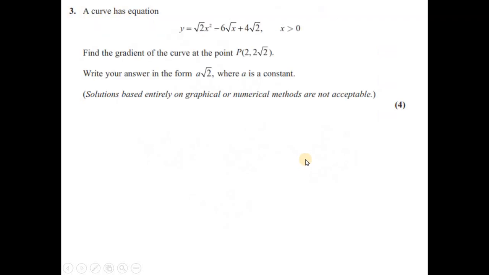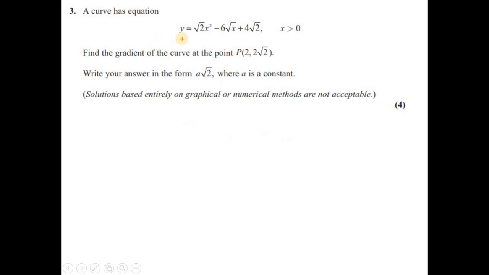Question number 3. A curve has equation y = root 2 x squared - 6 root x + 4 root 2, where x is positive. Find the gradient of the curve at the point P (2, root 2). Write your answer in the form a root 2, where a is a constant. Solutions based entirely on graphical or numerical methods are not acceptable.